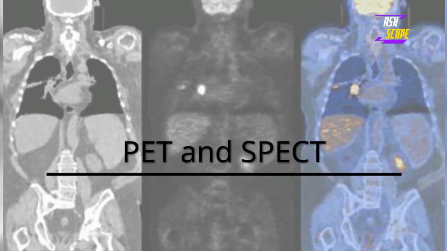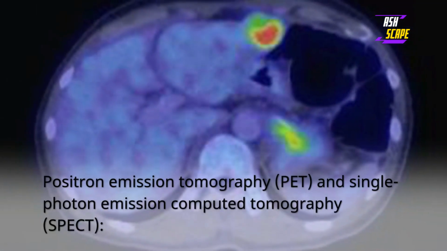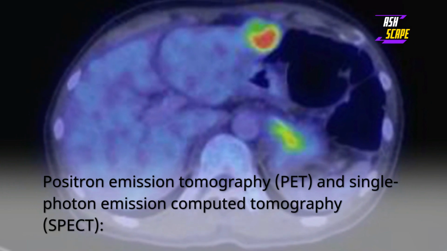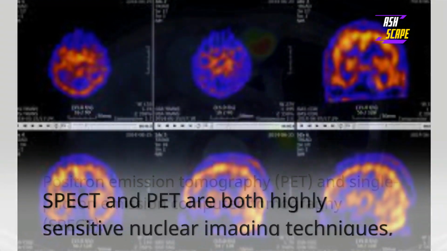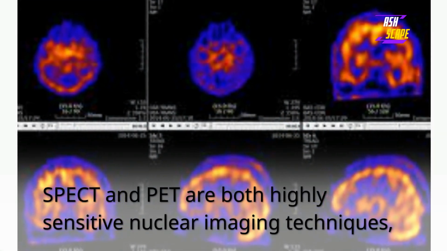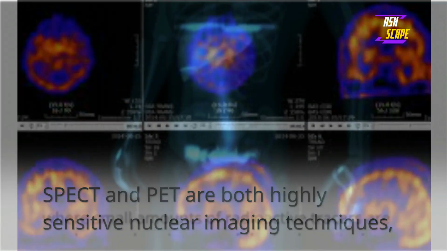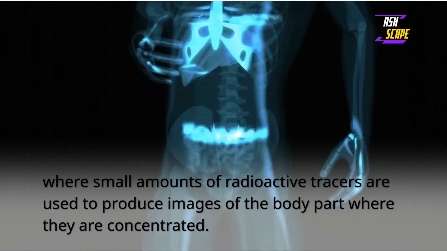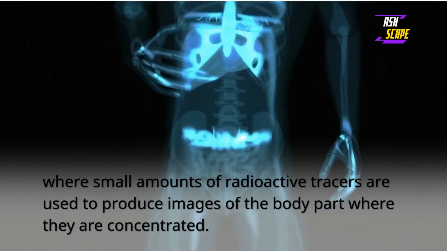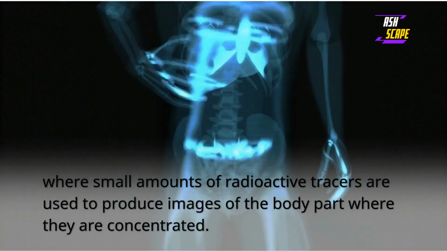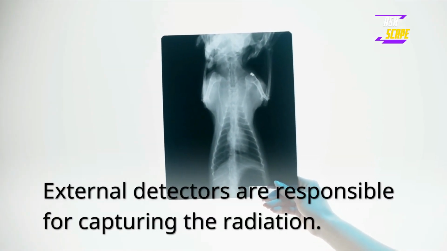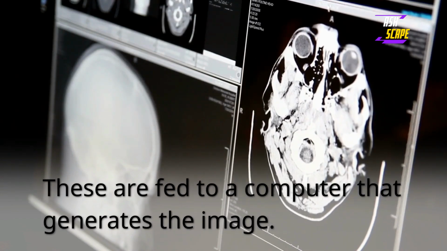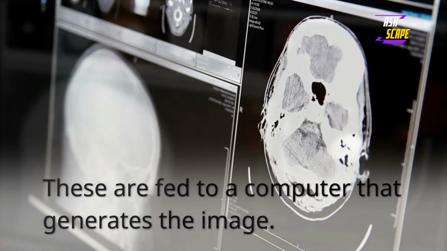PET and SPECT. Positron emission tomography, PET, and single photon emission computed tomography, SPECT. SPECT and PET are both highly sensitive nuclear imaging techniques, where small amounts of radioactive tracers are used to produce images of the body part where they are concentrated. External detectors are responsible for capturing the radiation.